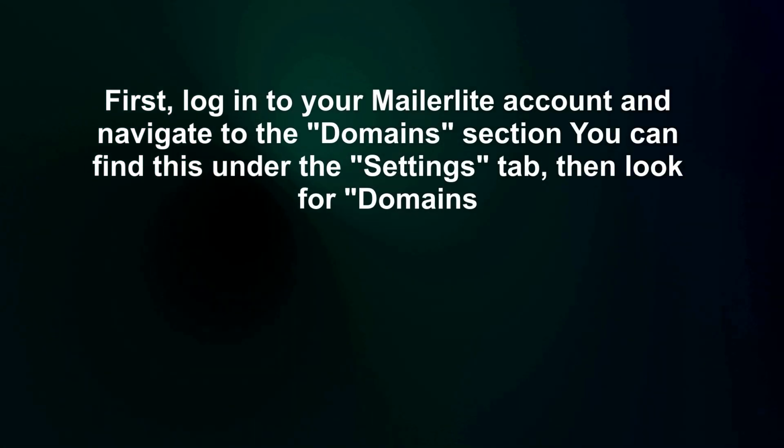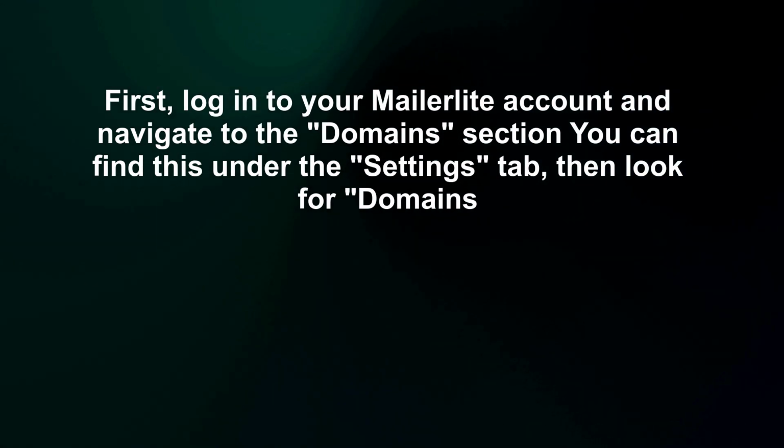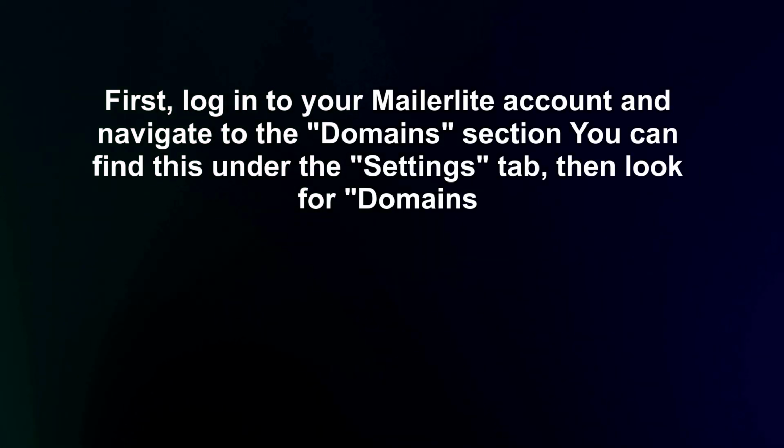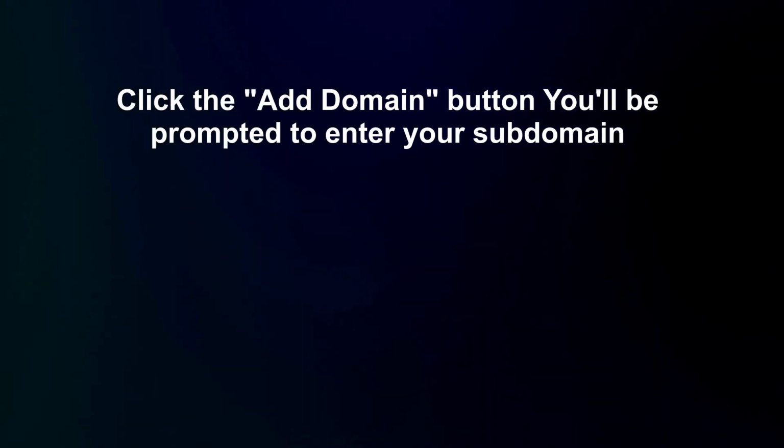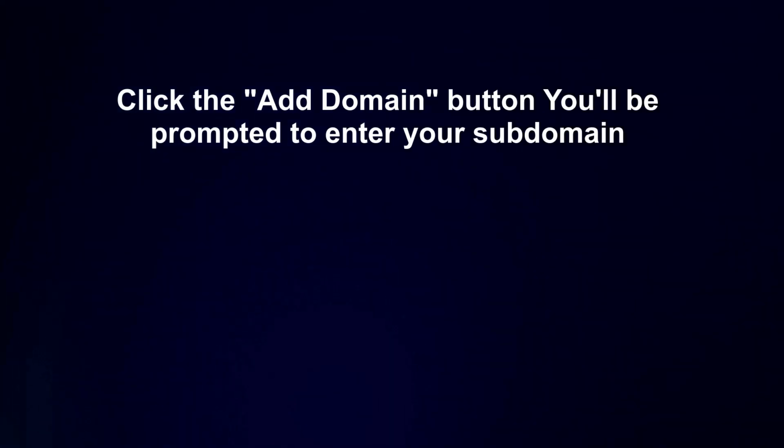First, log into your Mailerlite account and navigate to the Domains section. You can find this under the Settings tab, then look for Domains. Click the Add Domain button. You'll be prompted to enter your subdomain.